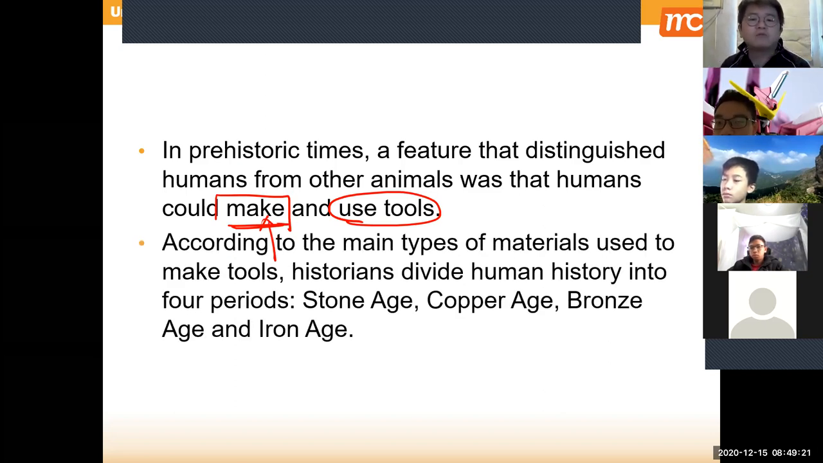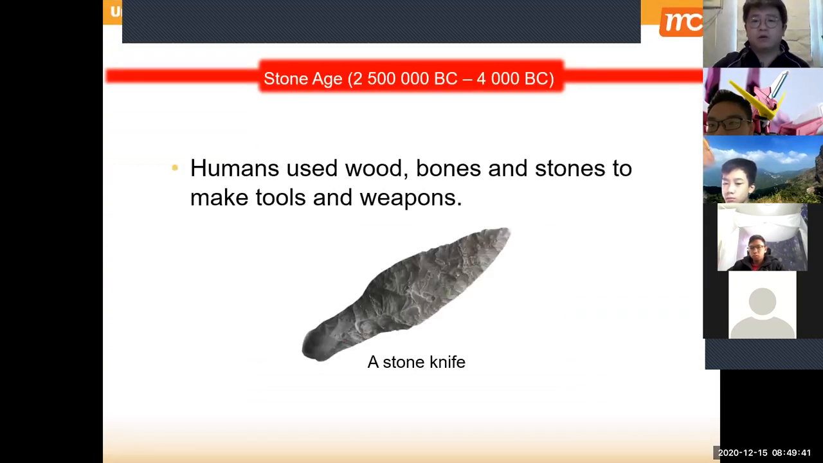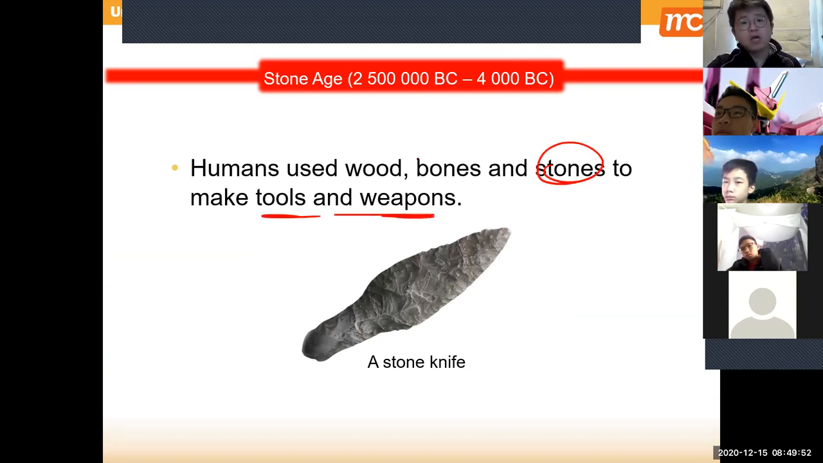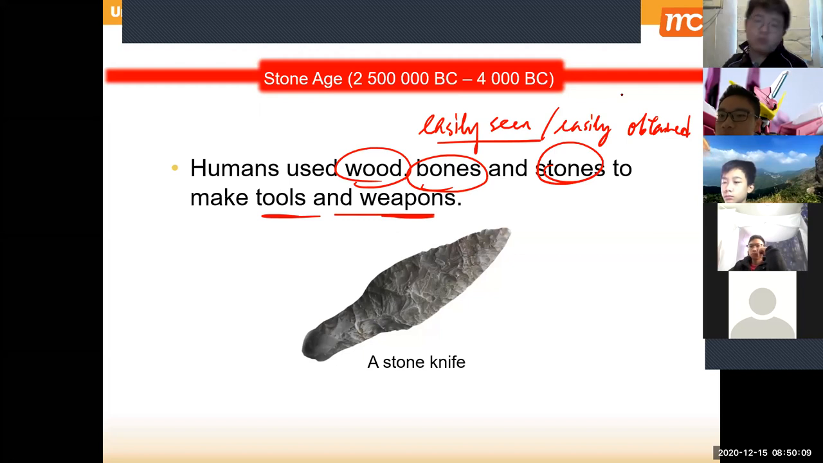According to the main types of materials used to make tools, historians dating back through antiques find that human civilization went through several ages: Stone Age, Copper Age, Bronze Age, and Iron Age. What do those ages mean? More than 6,000 years ago, humans started to use wood, bones, and stones to make tools and weapons. What they have in common is that they are easily seen by humans and easily obtained from the ground. It is just above the ground, I see it, I find it hard, I will use it.